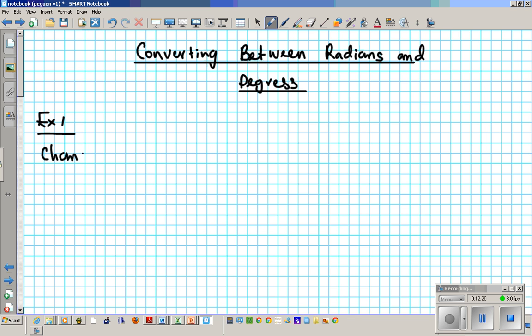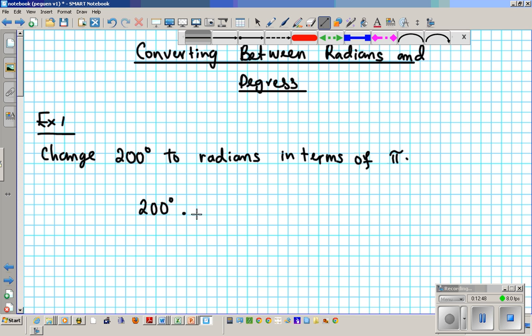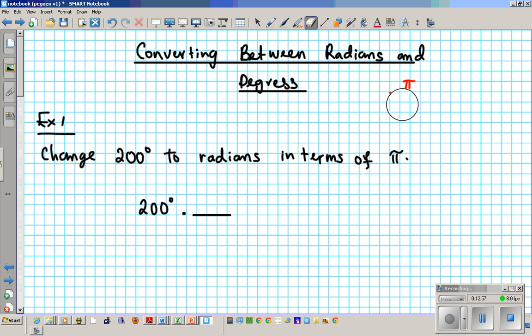Change or convert 200 degrees to radians in terms of pi. Okay. Alright, so let's do this. So to do this, we're going to write down 200 degrees. This is what we're going to change. And we want to multiply it by the conversion factor, okay? We have two choices to pick from. The conversion factors are pi over 180. Pi over 180 is the same thing as unity, same thing as 1.